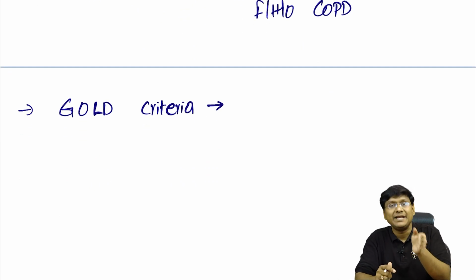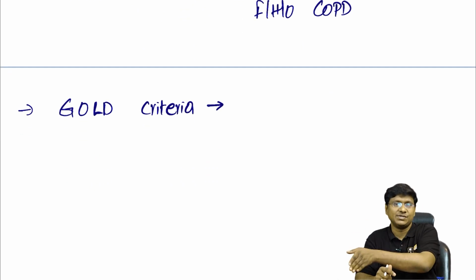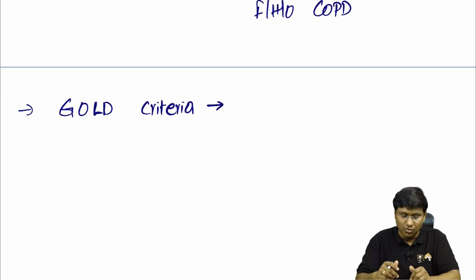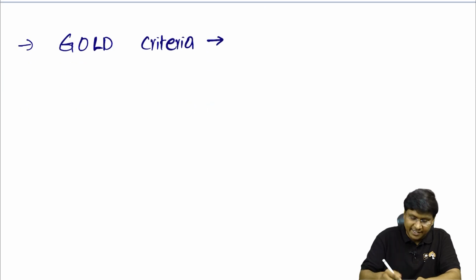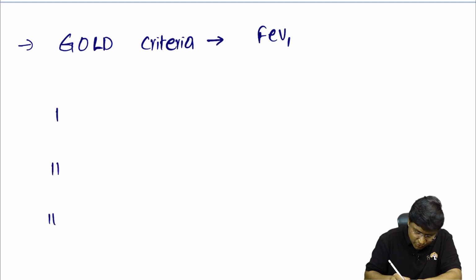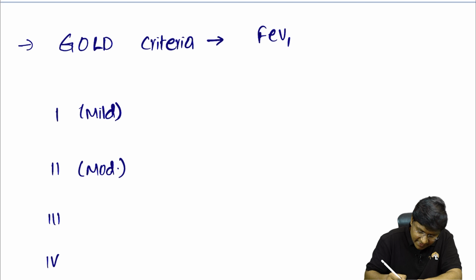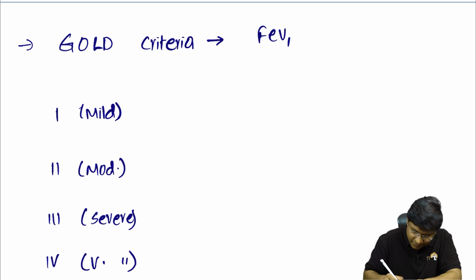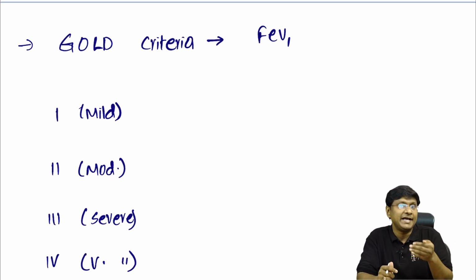It is the Global Initiative for Obstructive Lung Disease, that is what is called the GOLD criteria. According to this GOLD criteria, the very important parameter which will assess the severity is FEV1. In this you have stages 1, 2, 3 as well as 4. Stage 1 is mild, 2 is moderate, 3 is severe, and 4 is very severe. And what will be the FEV1 value?